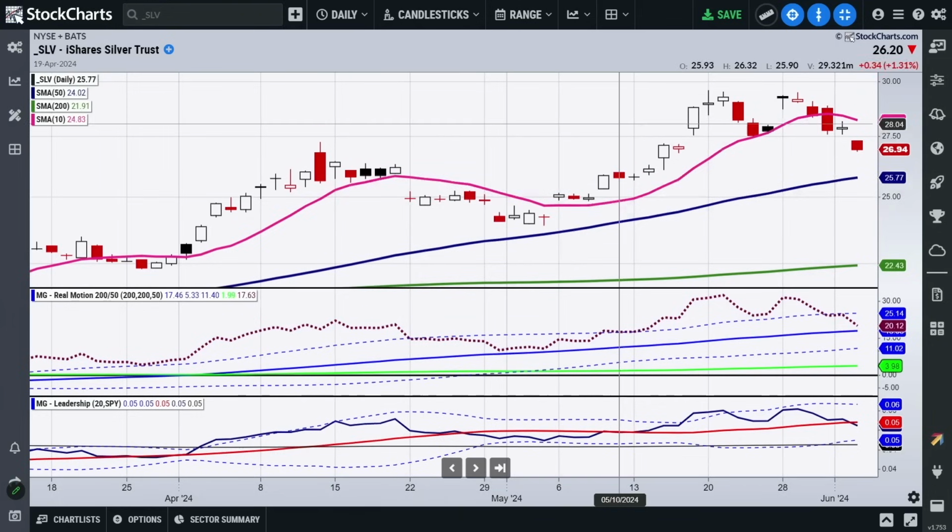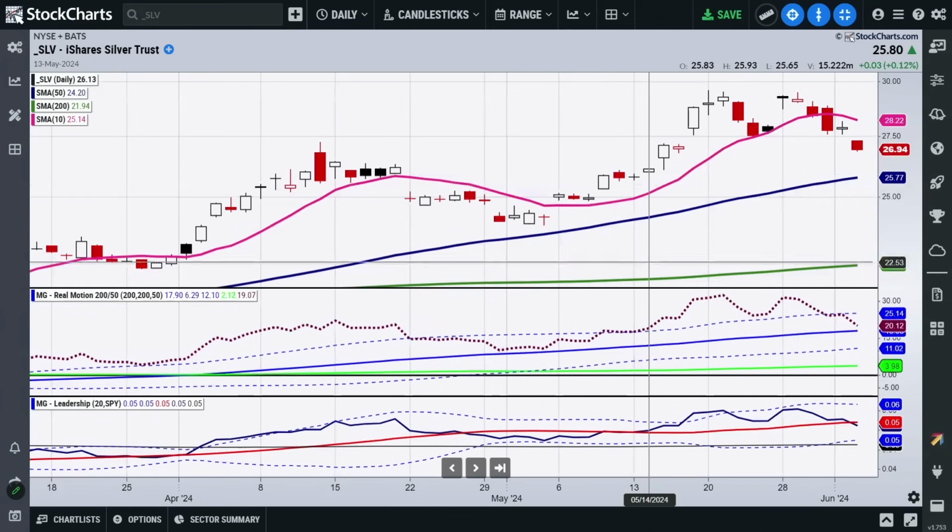This has done a lot of work. This does not feel like a top to me. This just feels more like exhaustion. And here's your 50-day moving average here on the momentum indicator.